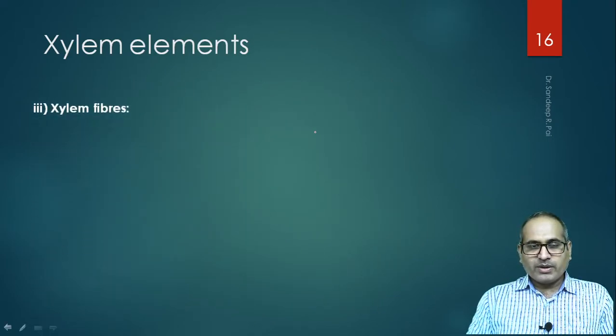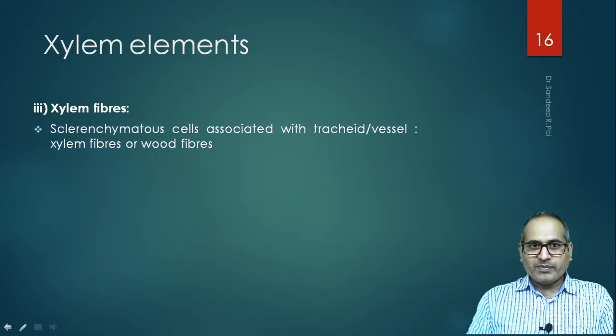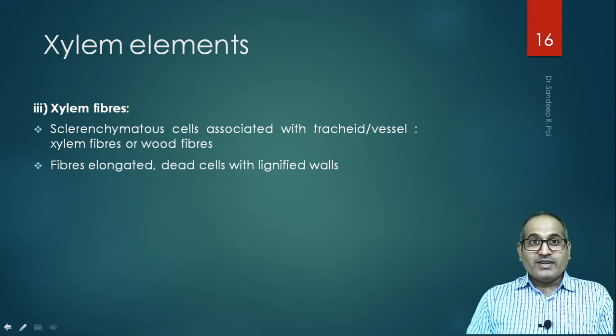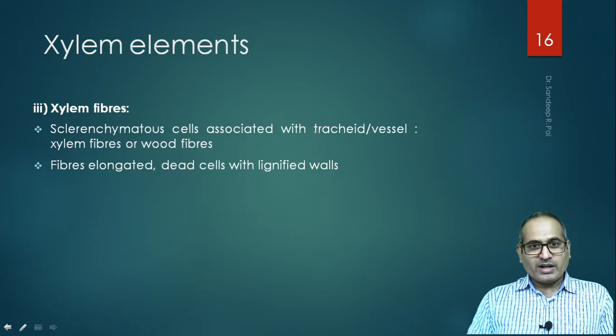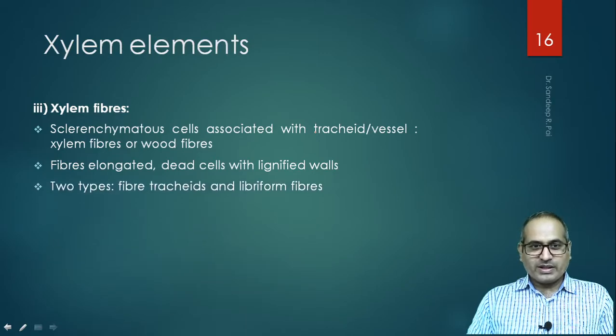Now the third part we are going to see is xylem elements. It is xylem fibers. Xylem fibers are sclerenchymatous cells associated with tracheids and vessels. That means they will have tracheids as well as vessels with them. Xylem fibers, or wood fibers, are elongated dead cells with lignified walls. Being in xylem, we are considering that most of the tissues are dead with lignified walls.